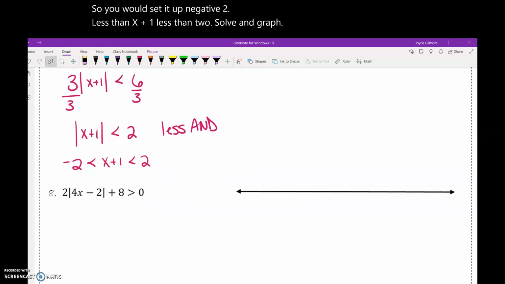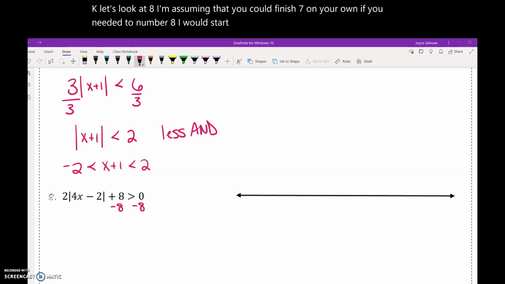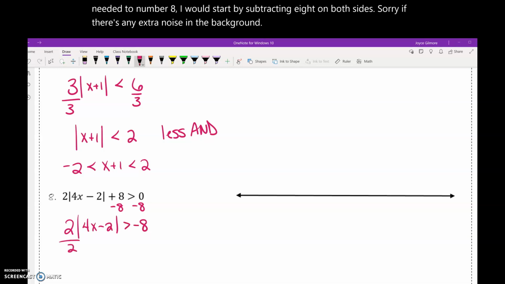Okay, let's look at number 8. I'm assuming that you could finish number 7 on your own if you needed to. Number 8, I would start by subtracting 8 on both sides. Sorry if there's any extra noise in the background. Then I would divide by 2.